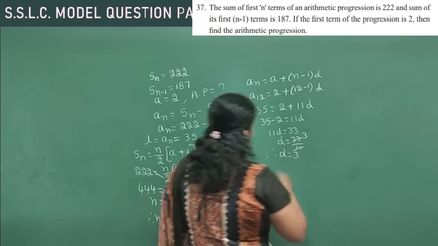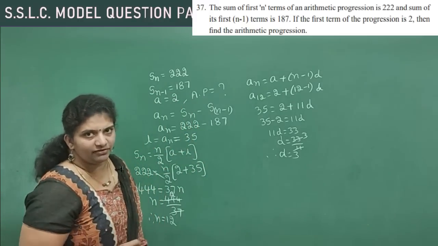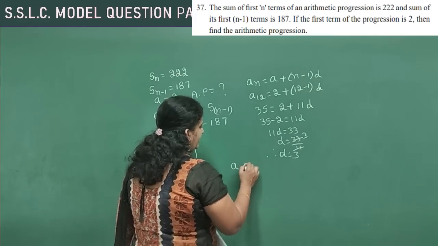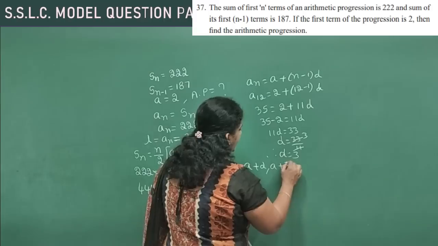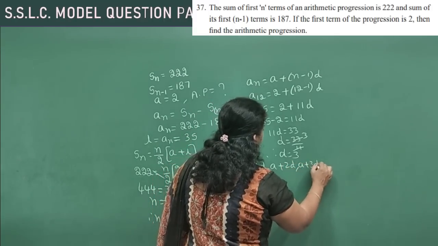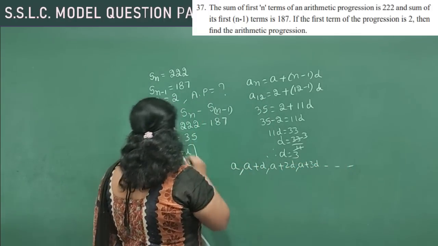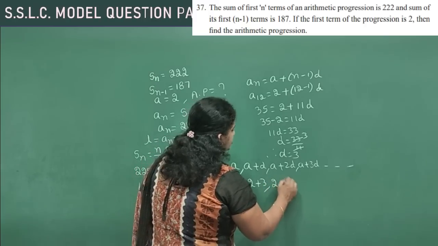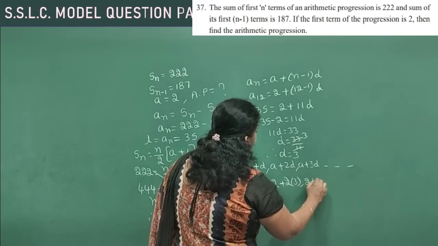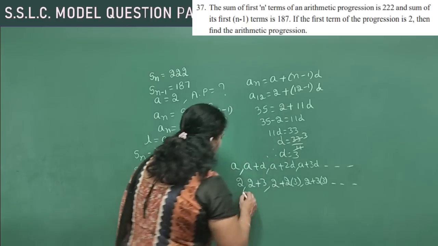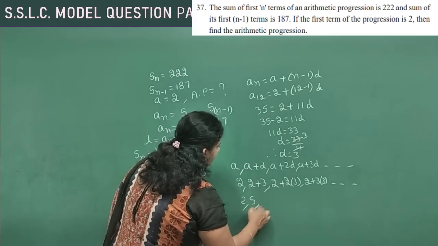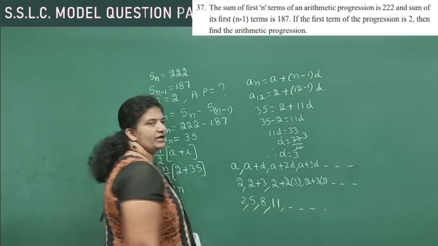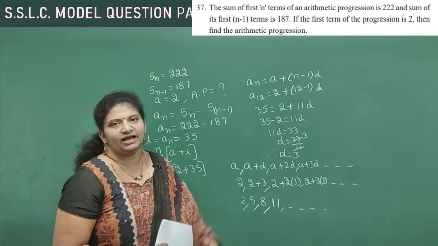So therefore finally what I can say, I know the first term and common difference, so I can write the arithmetic progression. Therefore the arithmetic progression is A, A plus D, A plus 2D, A plus 3D, and so on. So now what is A here? We know A is 2, D is 3: 2, 2 plus 3, 2 plus 2 into 3, 2 plus 3 into 3, and so on. So finally 2, 5, 8, 11, and so on. Therefore the arithmetic progression is 2, 5, 8, 11, and so on.